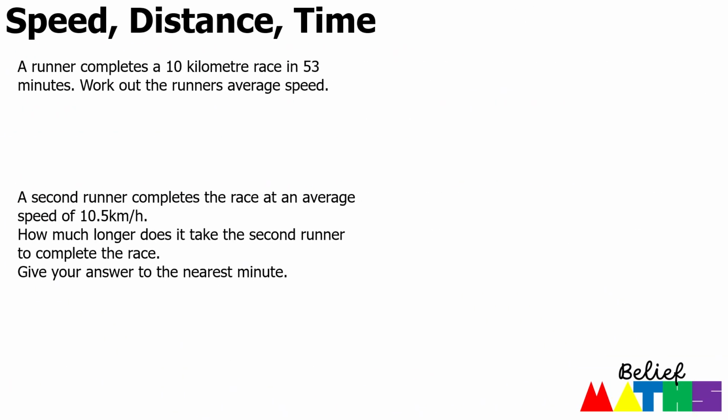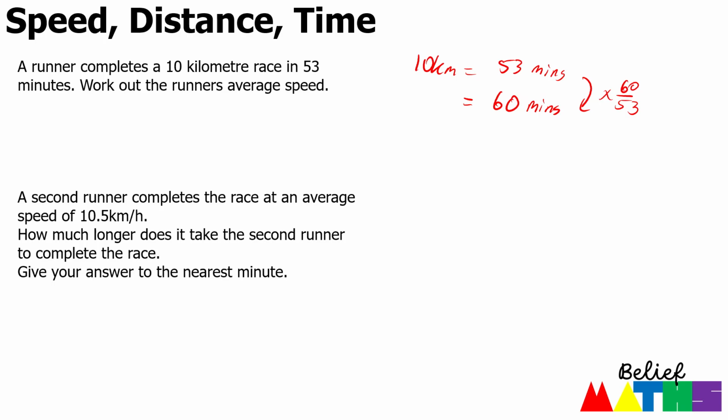Speed distance time again is a topic that we usually expect to appear in the papers, and there doesn't seem to have been much of it so far on paper 1 or 2. So this one says a runner completes a 10-kilometer race in 53 minutes and work out their average speed. So 10 kilometers in 53 minutes. Remember, speed is in kilometers per hour, so we want to go to 60 minutes because we want to find out how much it takes. So our scale factor here is 60 over 53.